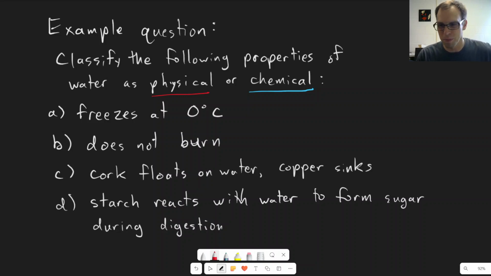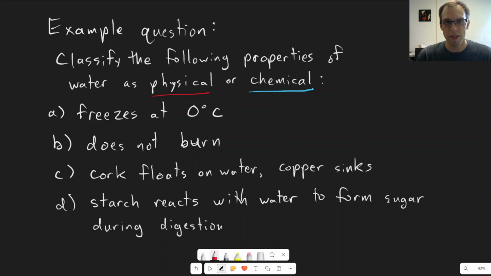Okay, so these are some properties of water. Hopefully you're familiar with some of these properties and maybe others not so much. So the first property is that water freezes at 0 degrees Celsius. So is that an example of a physical or a chemical property? So again, the differentiation here is a physical property. We don't need to change the water into something else to observe that property, whereas a chemical property, the water needs to change into something else for that to happen.